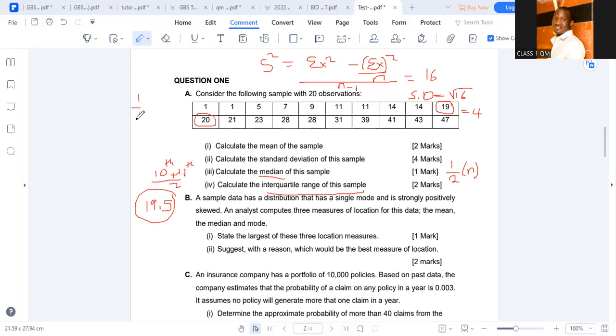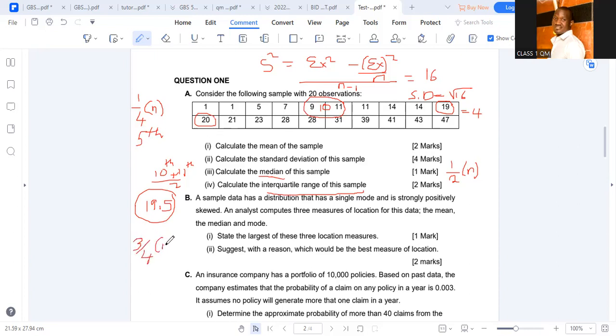So the lower quartile, in this case, will be what? A quarter of n. Quarter of 20 is 5. So the 5th and the 6th number. 1, 2, 3, 4, 5, and 6. That number is in between, there's a 10. So 10 is our what? Our lower quartile. The upper quartile is 3/4 of what?